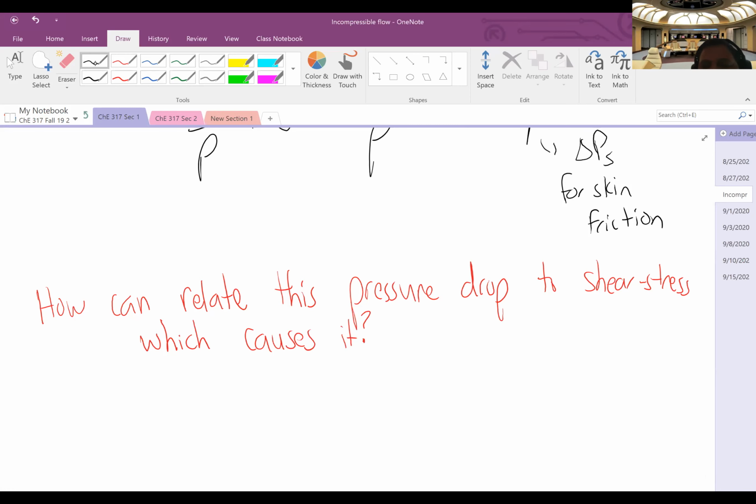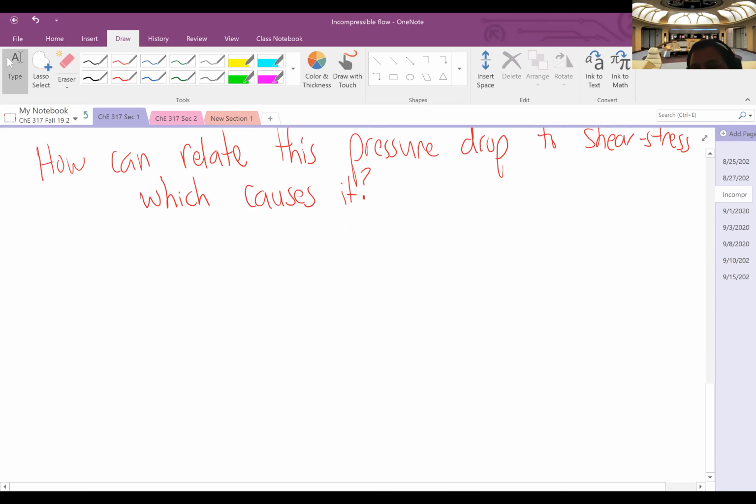Well, if we recall from our discussion on momentum, tau W is equal to delta P times diameter over 4 times length.